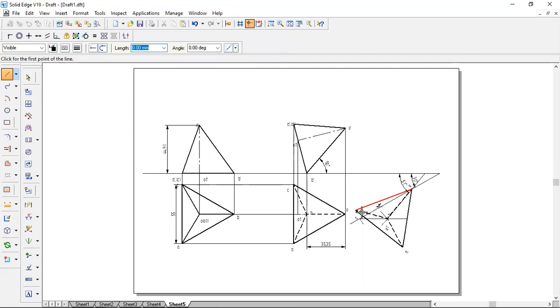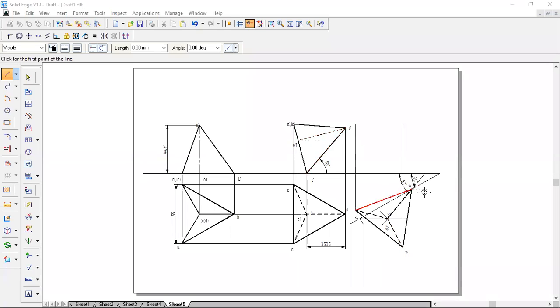So draw from each corner of the base. That is C. C is here. Okay. Then B, A. From O, then O dash. O dash is here. Then B. B is lying on XY line.